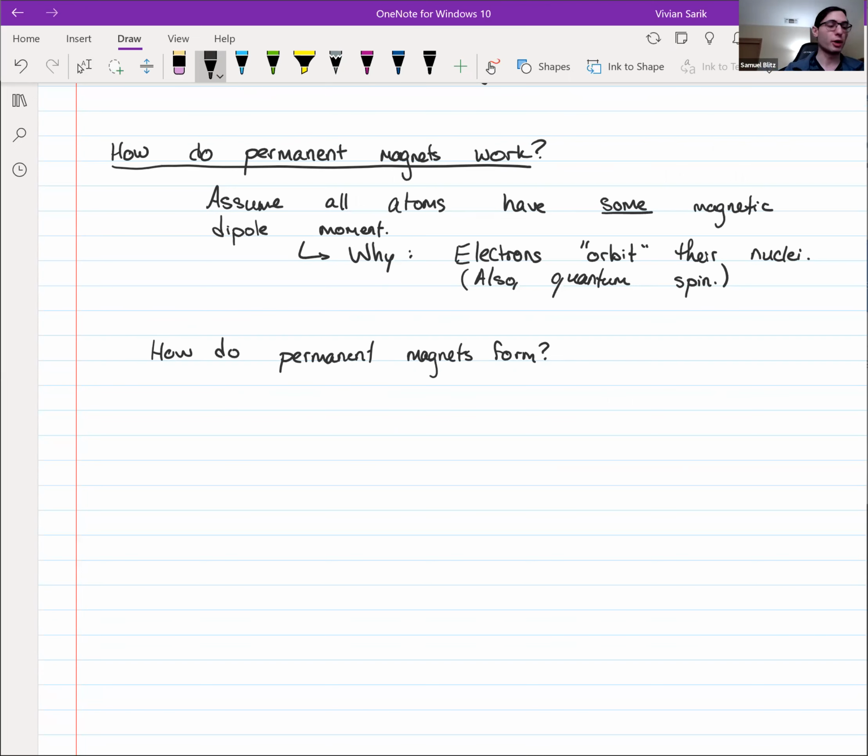So the way you form a permanent magnet is you take a majority of those little dipoles and you line them up. When you take a whole bunch of little dipoles and line them up, the resulting effect reinforces the magnetic field that each one produces.